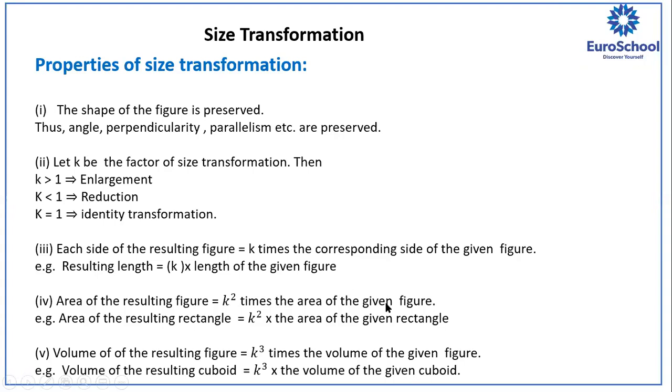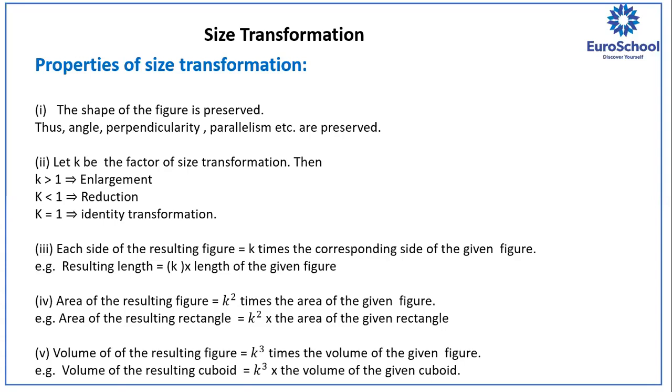Now, area. This was about the length. Each side we multiply. So when we talk about area, how do we calculate area? Length into breadth. I'm just giving an example of one rectangle. In length into breadth, we are multiplying 2 sides, right? So when we are talking about the area of a resulting figure, since we are multiplying 2 sides, we have to multiply by the scale factor 2 times. Because if I multiply it only one time, it means I'm enlarging only one side of the rectangle, not the other one.